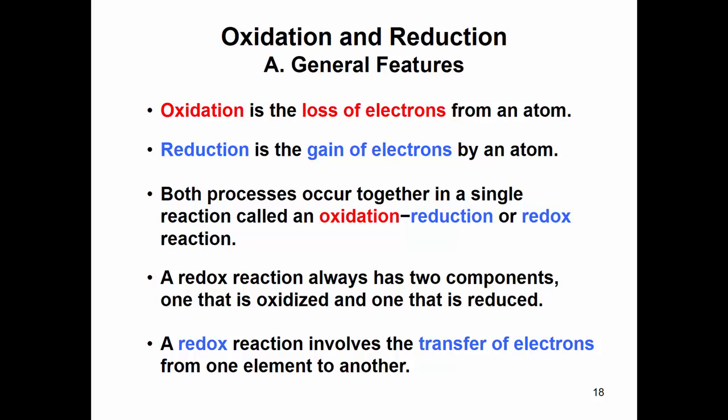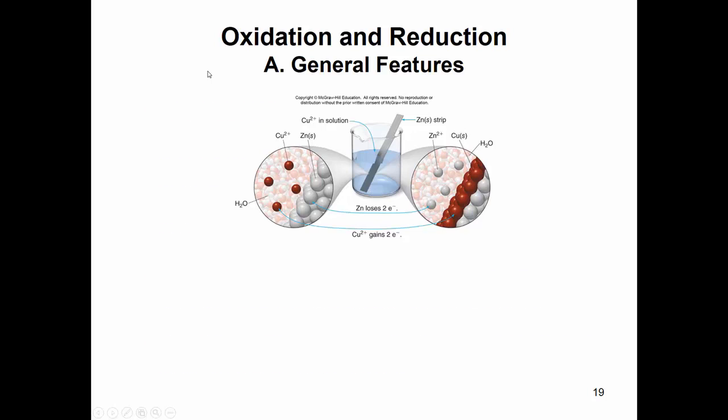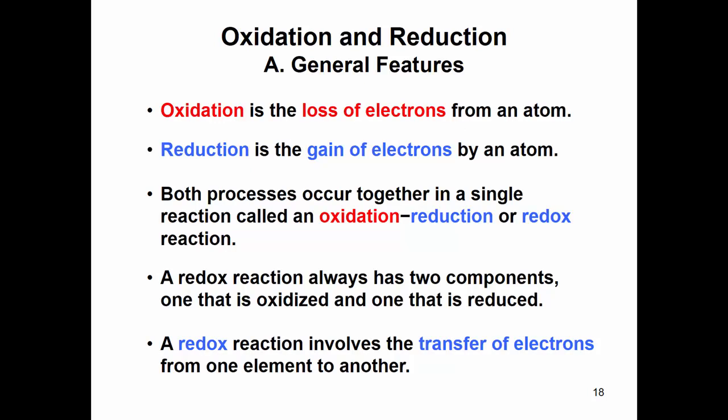Oxidation is the loss of electrons from an atom. So I think of this as LEO, which helps me remember: lose electrons, oxidation. And if an element gains electrons, it's going to be reduced. So this is called LEO and GER. That's how I remember it: lose electrons oxidation, gain electrons reduction.